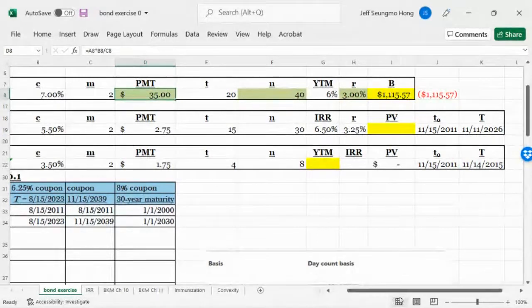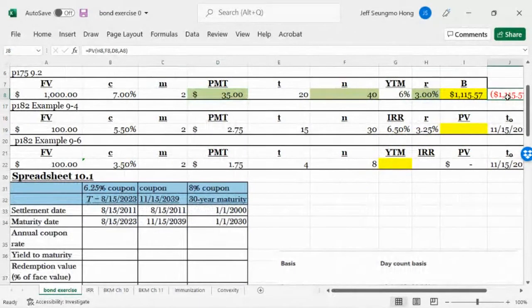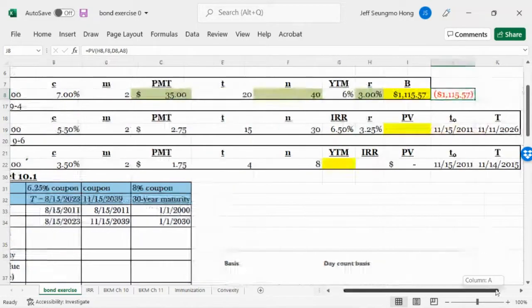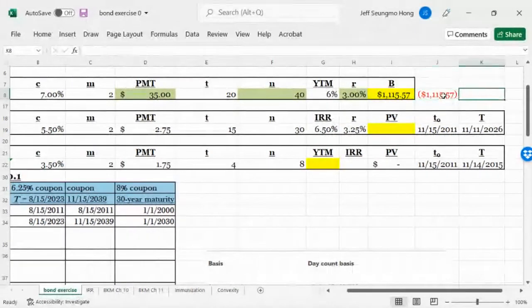But then once you pay this price and buy the bond, for the next 20 years, you'll receive $35 every semester, right? Every semester for the next 20 years. And at the end, you will receive $1,000. So they are all cash inflows. So yeah, it comes out as this. Okay, so there's nothing wrong with this.